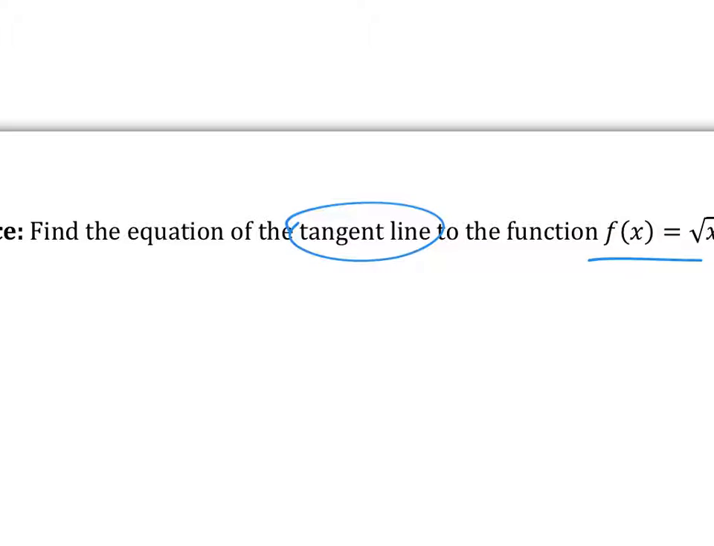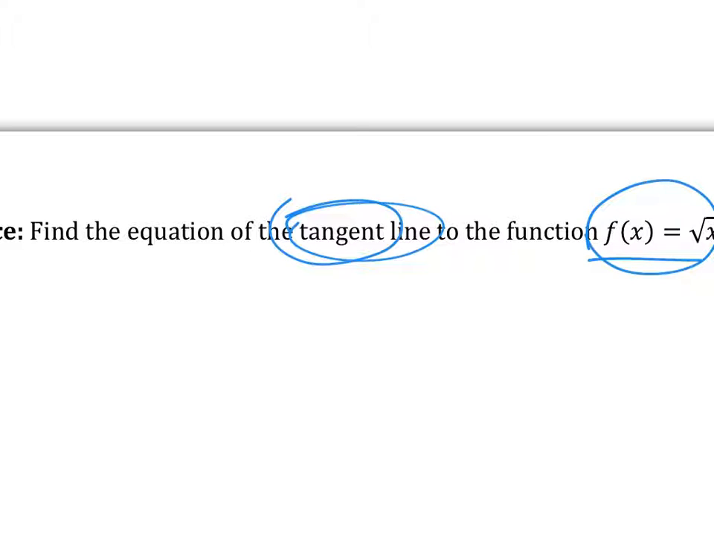So usually what happens is you look at that question and you say, oh, what kind of line? When it says tangent line, it means it wants a derivative, or basically it's a line that goes through only one point, then that has to be a derivative. So first thing we need to do is find the derivative of this function.